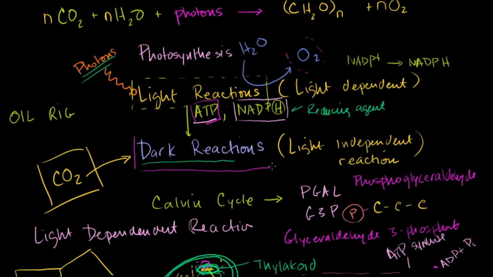And I want to highlight again, even though it's called the dark reactions, it doesn't mean that it happens at night. It actually happens at the same time as the light reactions. It occurs while the sun is out. The reason why they call it the dark reactions is that they're light independent. They don't require photons. They only require ATP, NADPH, and carbon dioxide. So let's understand what's going on here a little bit better.